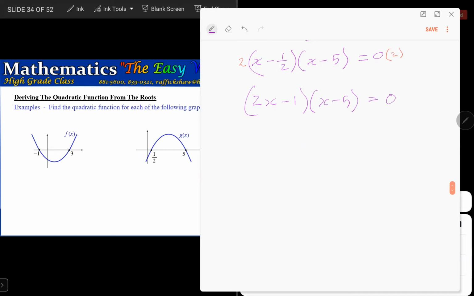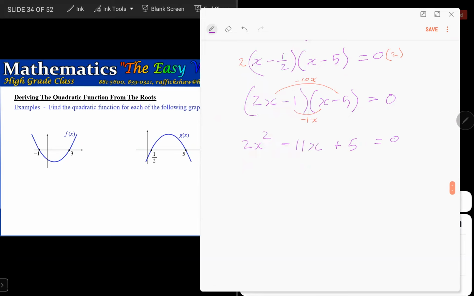And then we're going to expand it now. Remember now, this times this first gives me 2x squared. And the last term is minus 1 times minus 5, which is positive 5. Now for the middle term, let's go shortcut again. It's far product and near product. The far product is minus 10x, and the near product is minus 1x. So my middle term is the sum of those two, which is minus 11x. Minus 11x is my middle term.